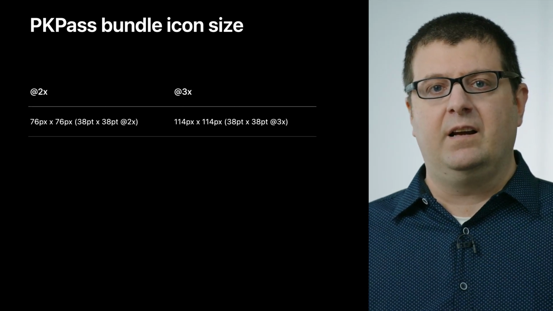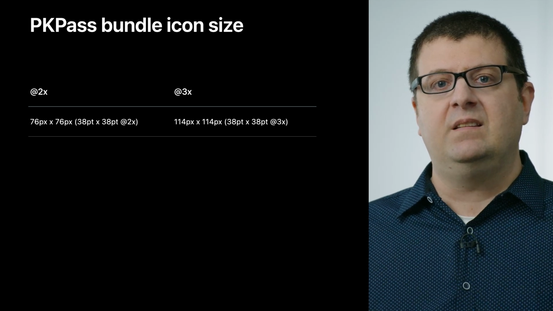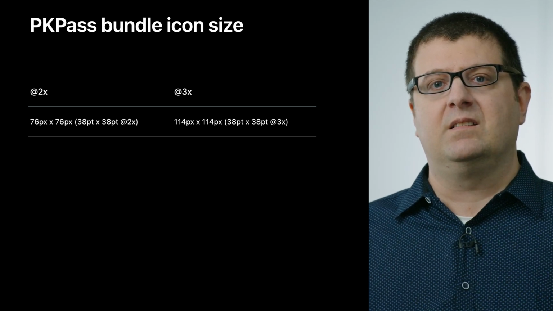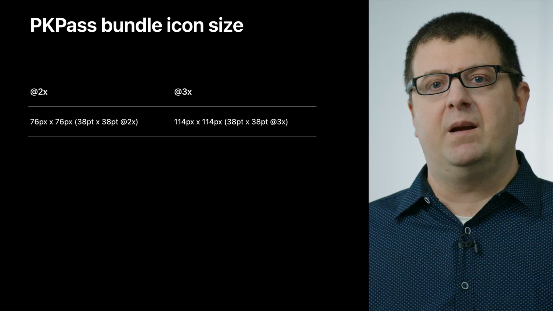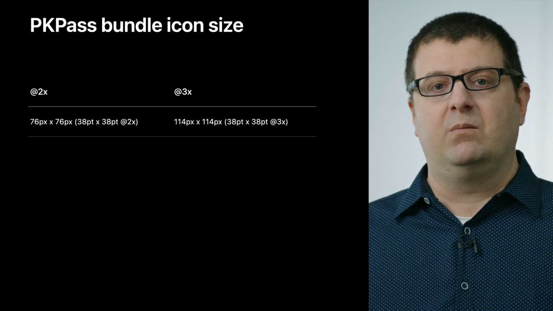While we're on the subject of icon sizes, I wanted to remind you of the new icon size requirements for your PK passes. Since notifications in iOS 15 now display a bigger icon, you'll need to update your PK Pass icons to a minimum of 38 by 38 at 1x to ensure that your icons are displayed without blurring.